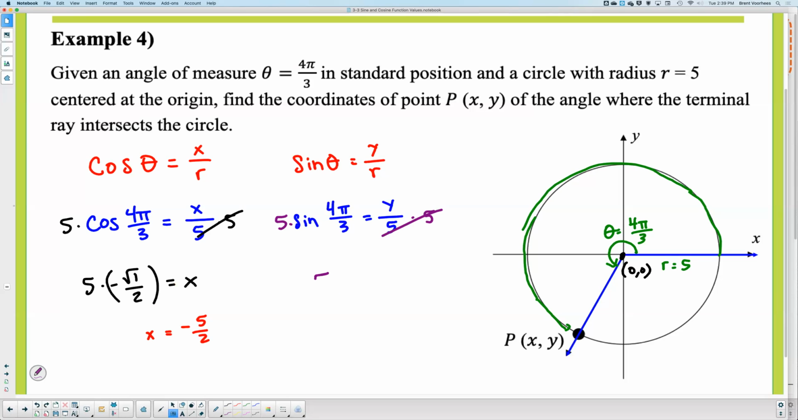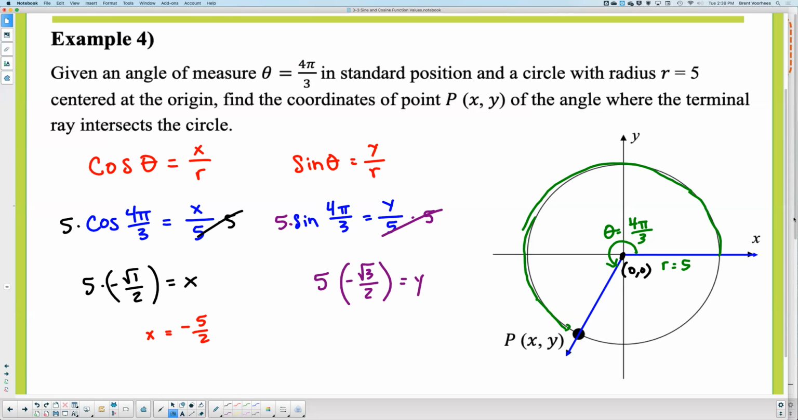So this will be 5 times, okay, let's go back to which finger was our pi over 3 finger? Bend your index, flip your hand. How many y fingers do you have there? So a square root of 3 over radius of 2. Now, do I have a positive y or negative y at 4 pi over 3? A negative. That would equal y.